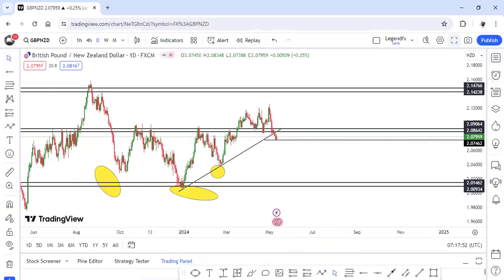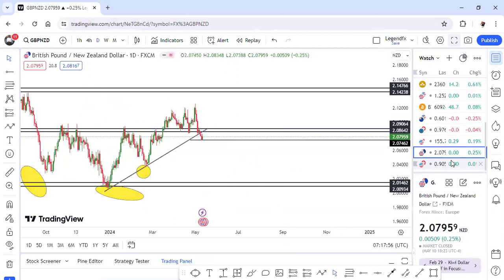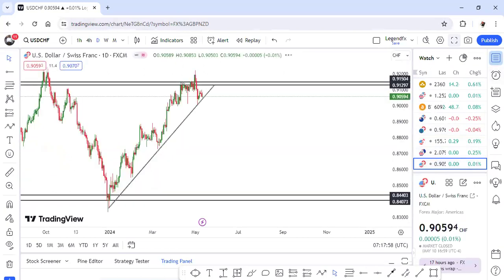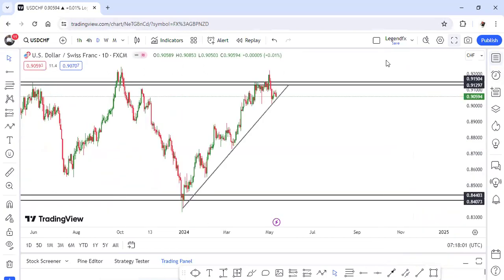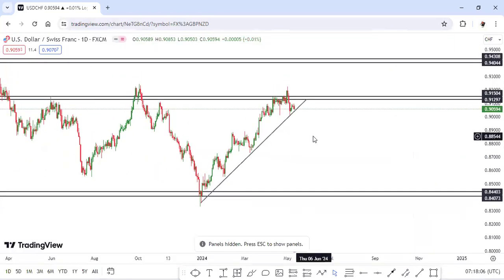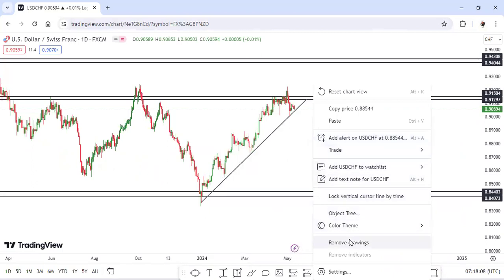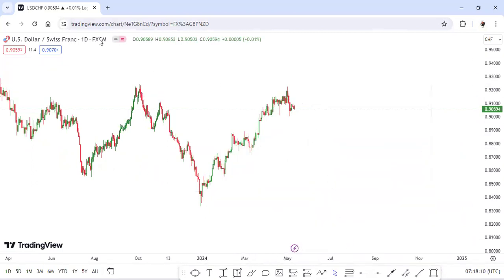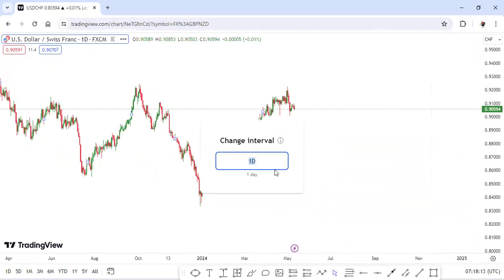Let's move on quickly to USDCHF. USDCHF, one of the tricky pairs that have been acting funny these days. But nevertheless, we will still tackle it. First and foremost, let me delete all this stuff from my chart so that I can have a plain chart. So let's head over to the weekly.